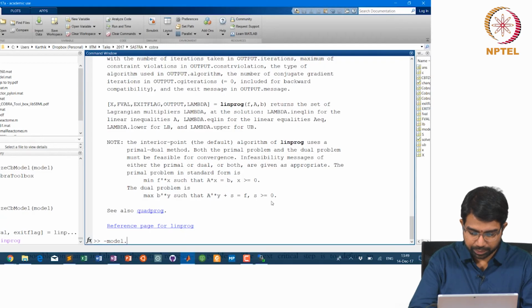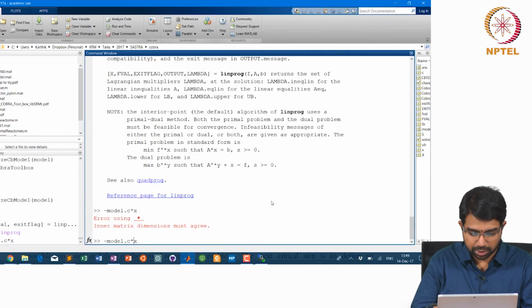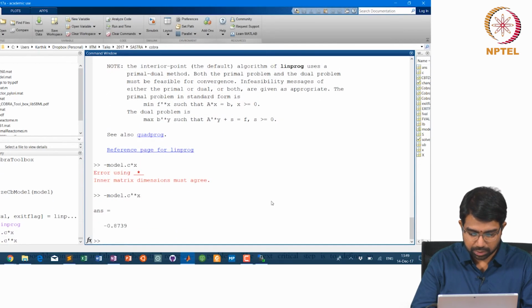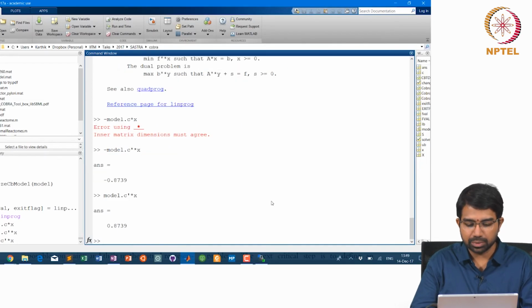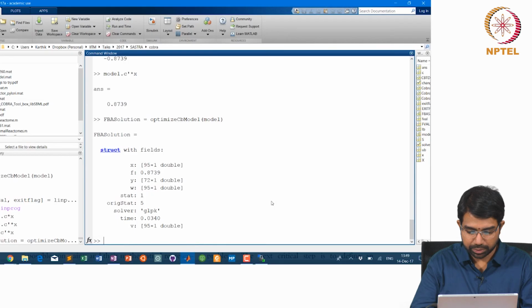model dot C into x. No, transpose. In fact, you don't need to do the minus any longer. You already did it, right? So, the x value is actually proper. So, let us again try.